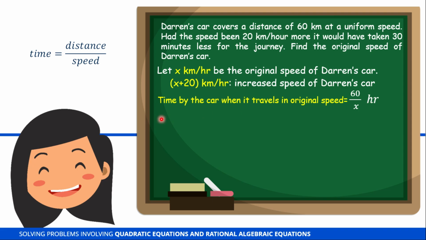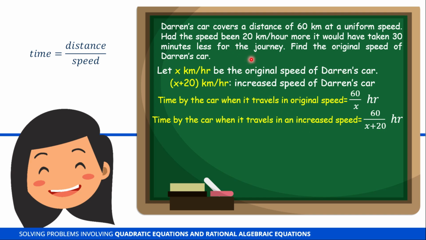How about the travel time ng car kung ang gagamitin naman ay yung increased speed? So, again, we have distance over speed. Ang distance natin ay 60 pa rin. Over, ano ba yung increased speed of Darren's car? We have x plus 20. So, ang unit natin na gagamitin is hour. Now, mayroon na tayong travel time, okay, gamit yung original speed, at travel time gamit yung increased speed.